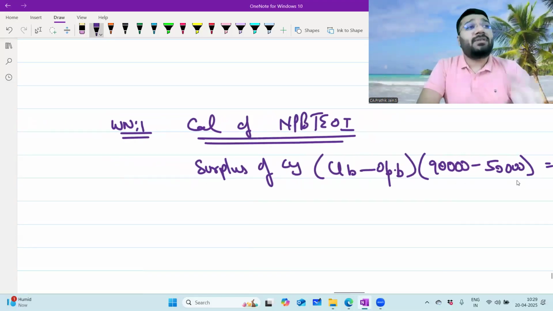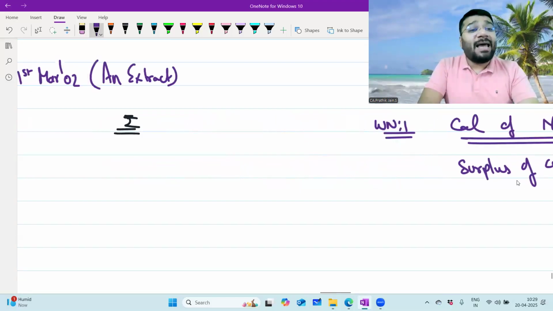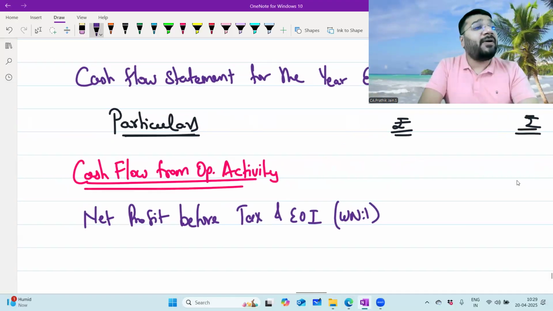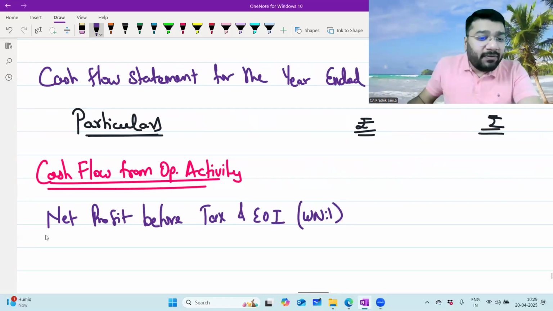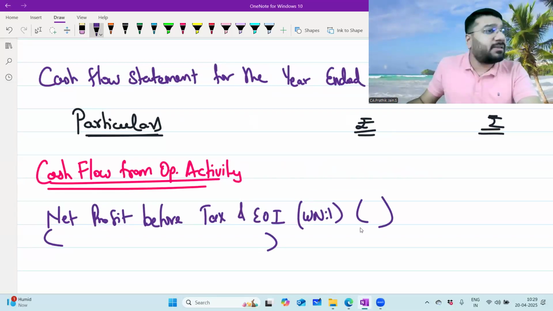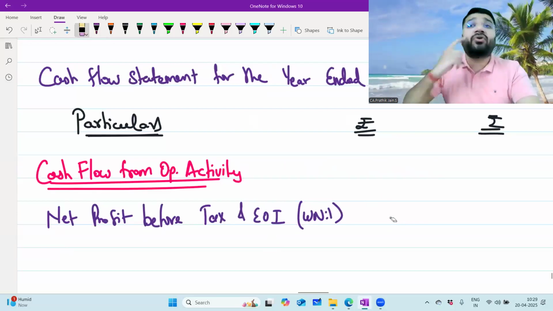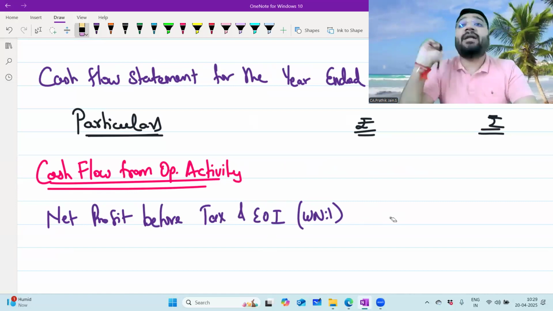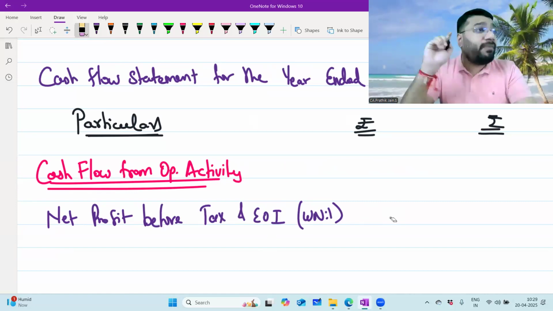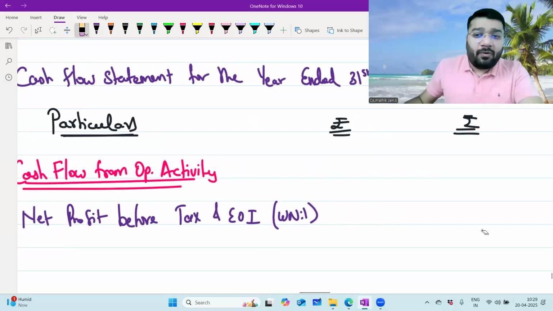Sir, if this item alone is there, can we do this adjustment directly in the cash flow from operating activity? The answer is yes. Here itself we can show the minus and plus. In brackets we can show the calculation, either here or beside, wherever you find time. I should show net profit before tax and extraordinary item as a separate working note when I have items to be adjusted apart from closing minus opening. Then I'll show it separately, or else I'll not waste my time. 40,000 rupees.